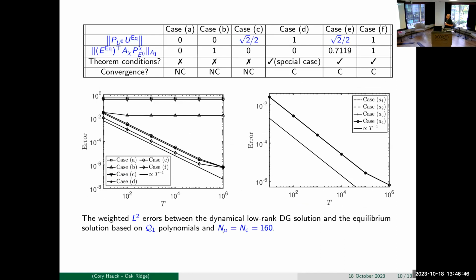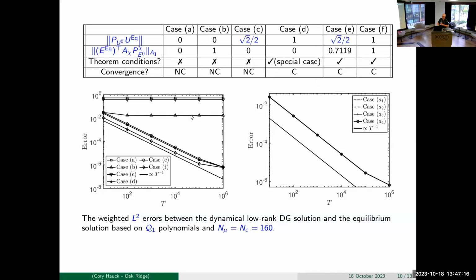This table at the top looks at a bunch of different cases where you violate these projection conditions. You can see wherever you see zeros in these projection conditions that you've violated the assumptions. And what you get is that there's no convergence in those cases. But as long as you satisfy the assumptions of the theorem, you do get convergence. So the cases here that stagnate are the ones that don't satisfy the theorem, and the ones that converge are the cases that do.